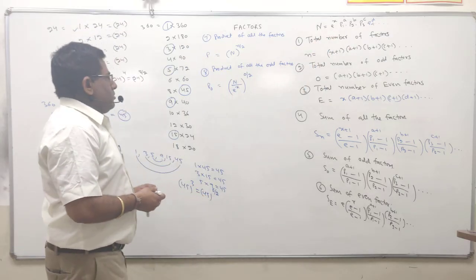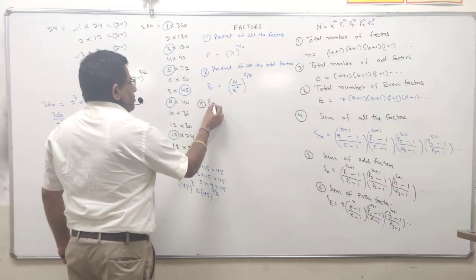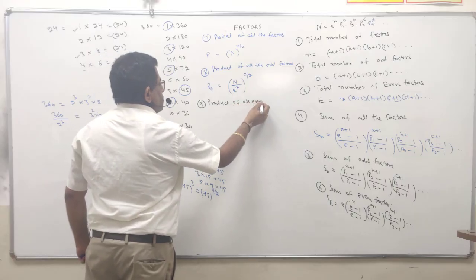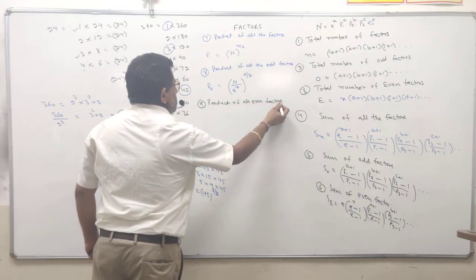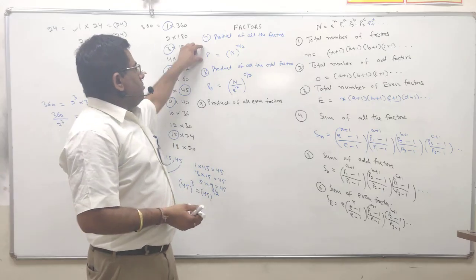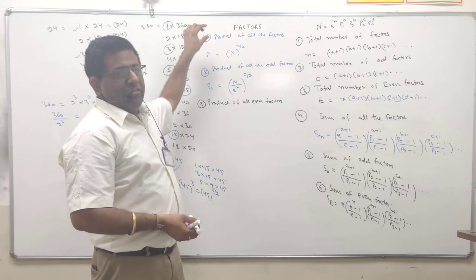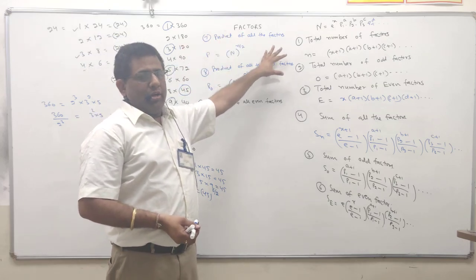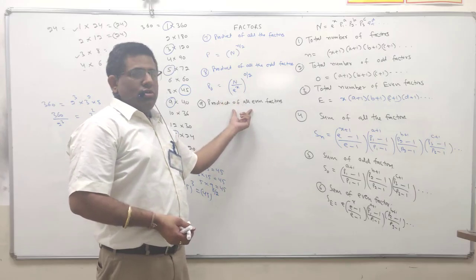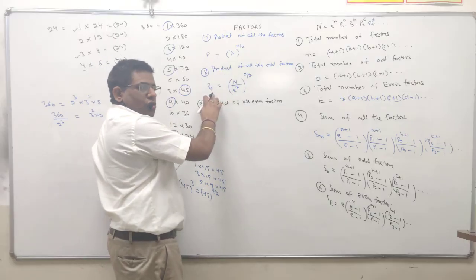Okay. Now, what happens if I have to calculate the product of all even factors? Since we are having the product of all the factors, which means the product of even factors as well as the product of odd factors, and we already have the product of odd factors in this way, if we have to calculate the product of even factors only, it is quite simple: just divide the product of all the factors by the product of all the odd factors.